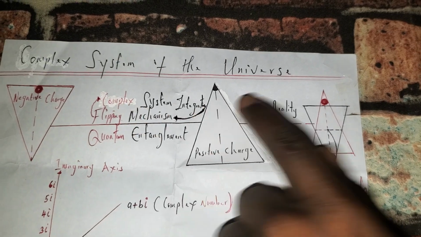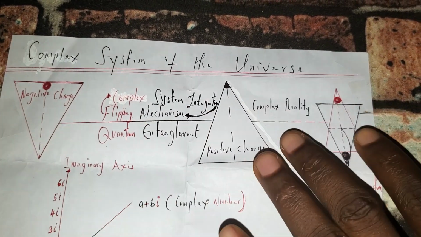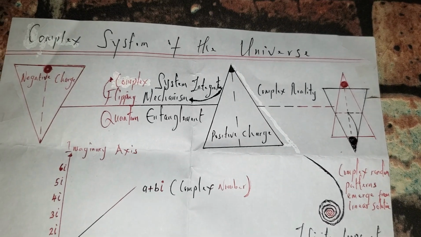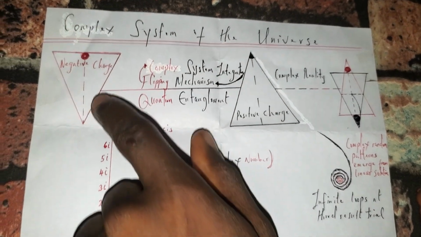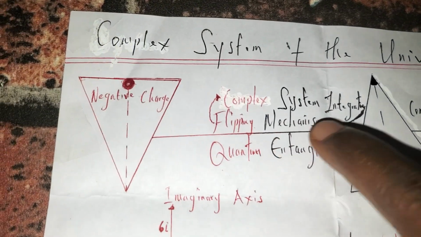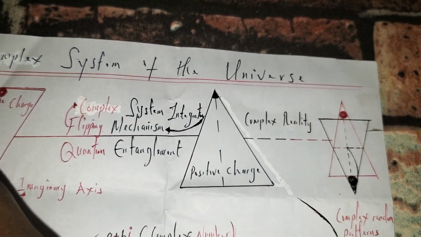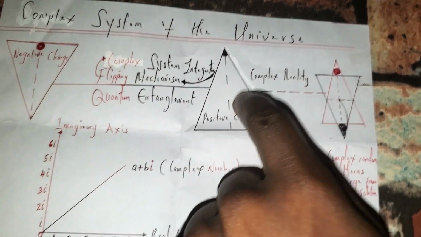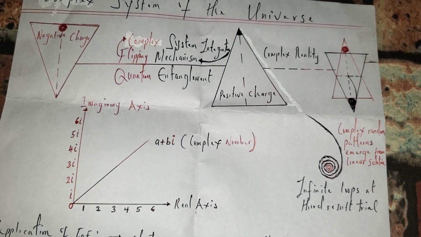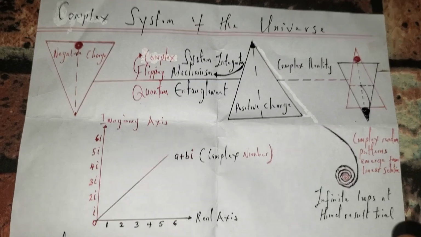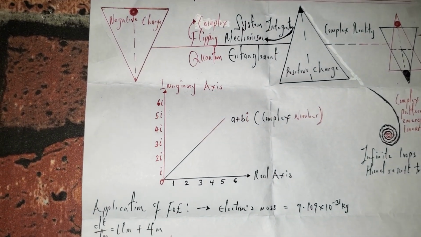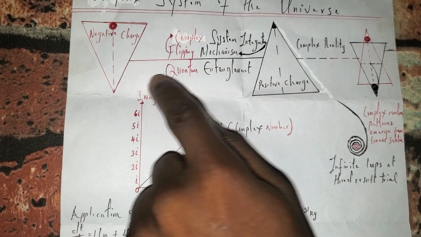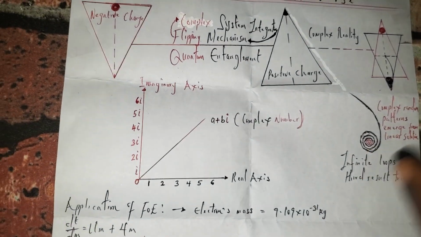We need to consider complex system integration. We need to consider flipping mechanism. Then we need to consider quantum entanglement. Now, the moment we have this connection from this inverted equilateral triangle to this equilateral triangle, we're going to have instantiation of worth in form of positive charge relatively to negative charge. And that signifies the quantum entanglement phenomenon.